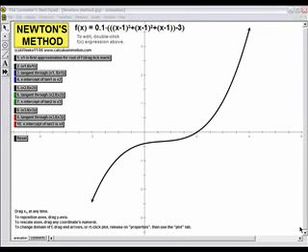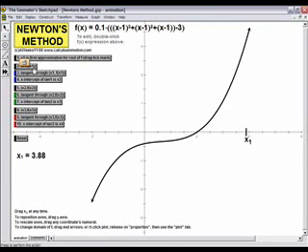This lecture is on Newton's method for finding roots or zeros of functions. So here we have a function and it has a root right around here. And so this is how it works graphically, then I'll derive a formula for you. So we first guess that the root's over here.